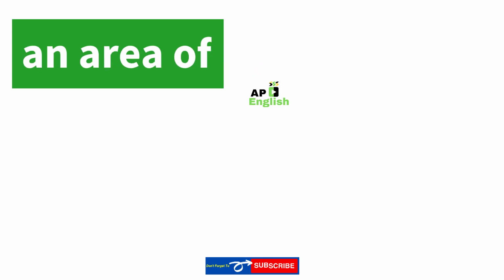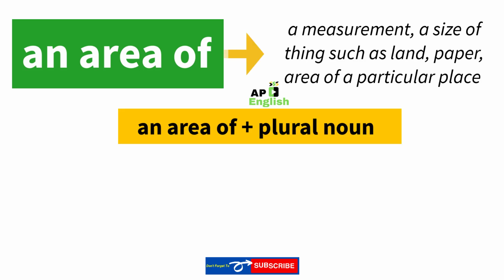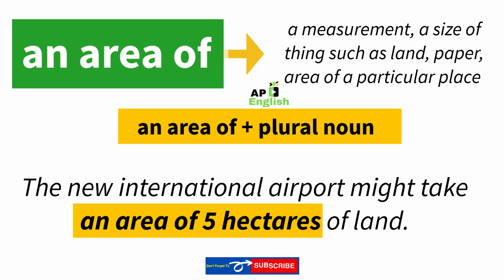An area of. A measurement, a size of things such as land, paper, area of a particular place. Example, the new international airport might take an area of 5 hectares of land.